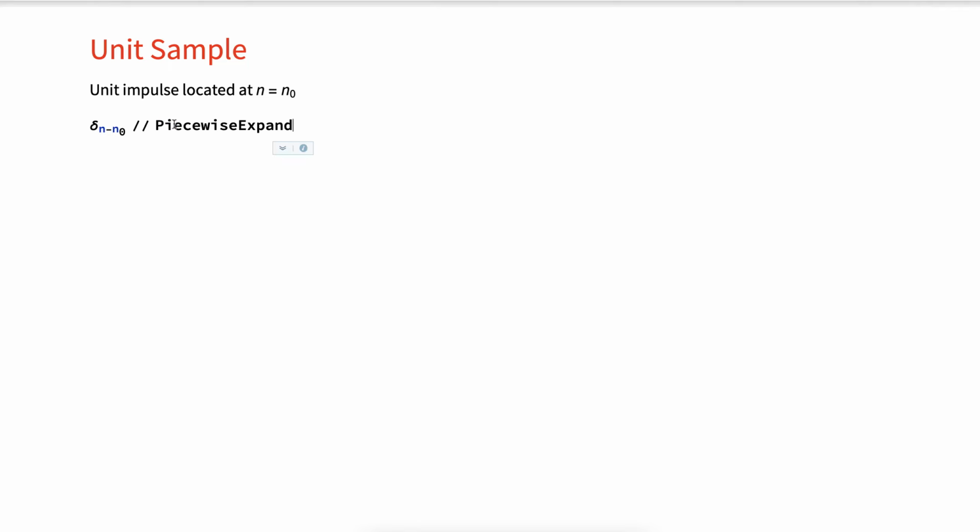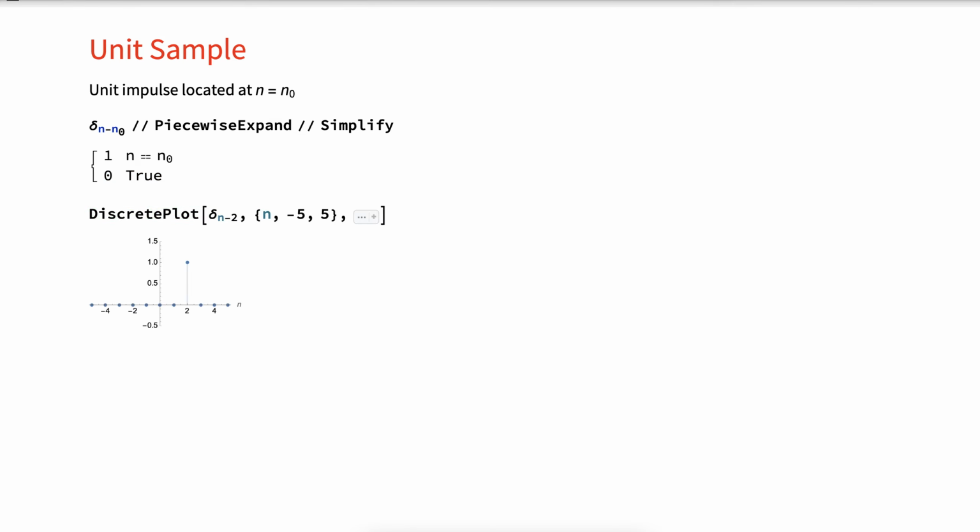The unit sample located at n equal to n0 is the shifted version of the unit sample, and it is therefore 1 at n where n minus n0 is equal to 0, or at n equal to n0, and it is 0 for all other values of n. A plot of delta n minus 2, for example, shows a unit sample at n equal to 2.